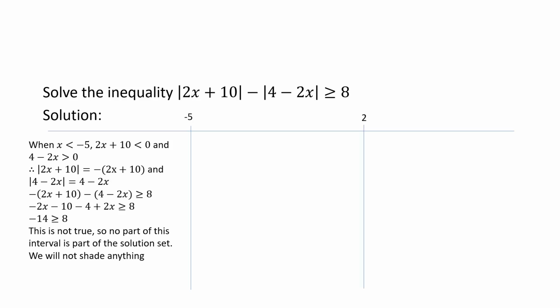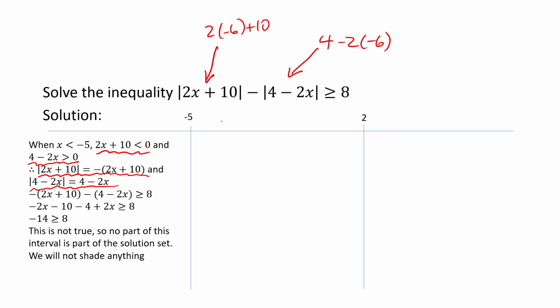Now, in that first interval, when x is less than negative 5, for instance, imagine if x was equal to negative 6, you'd have 2 times negative 6 plus 10. That would be negative. So 2x plus 10 would be negative, meaning the absolute value of 2x plus 10 would be negative of 2x plus 10. And then if I let x be a number like negative 6 here, 4 minus 2 times negative 6, I'd actually get a positive number. So since 4 minus 2x is positive, that means the absolute value of 4 minus 2x is 4 minus 2x. So I take each of those two things that I just stated and I sub those in for this inequality.